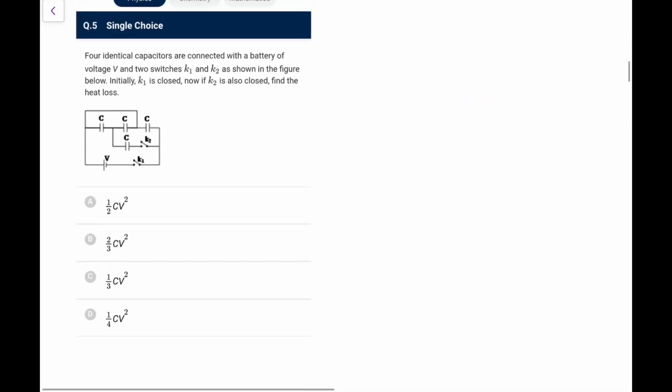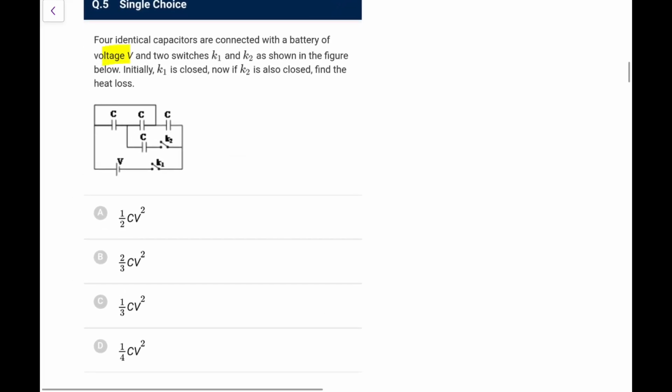We have 4 identical capacitors connected with a battery of voltage V, and 2 switches as shown in the figure. Where are the switches? Okay, here are the switches. Initially K1 is closed, and K2 is now also closed. Find the heat loss. When K2 was open, this was out of the circuit, and this was short circuited. So effectively only this capacitance was working. So the energy in the circuit was half CV square, and the charge on this capacitor Q was equal to CV.